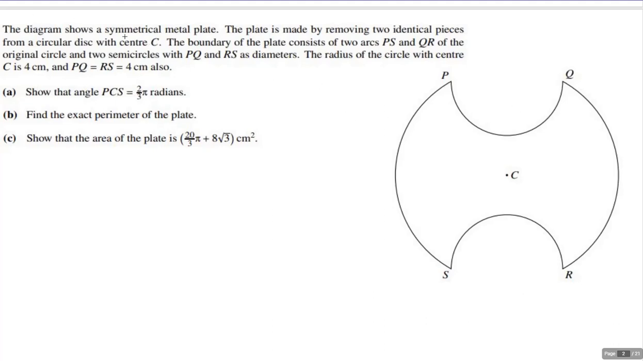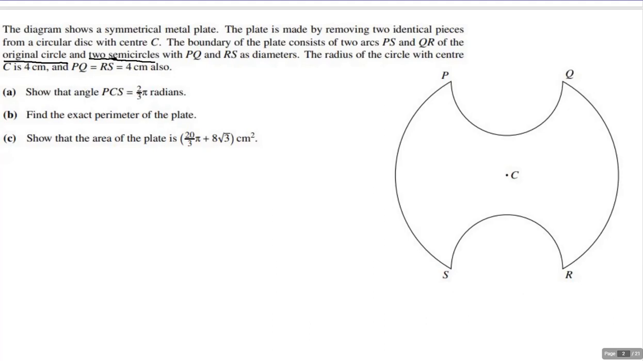So it says the diagram shows a symmetrical metal plate. That's this whole figure right here. And the plate is made by removing two identical pieces from a circular disc. So number one, this is a circle. However, two pieces have been removed. The two pieces are both semicircles. So we know that the original was a circle and that we've taken out two semicircles, and PQ and RS are the diameters.